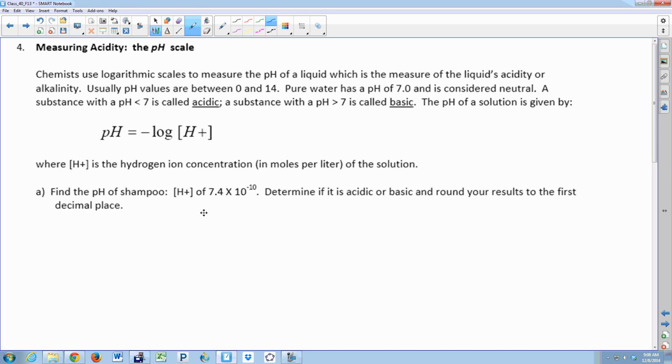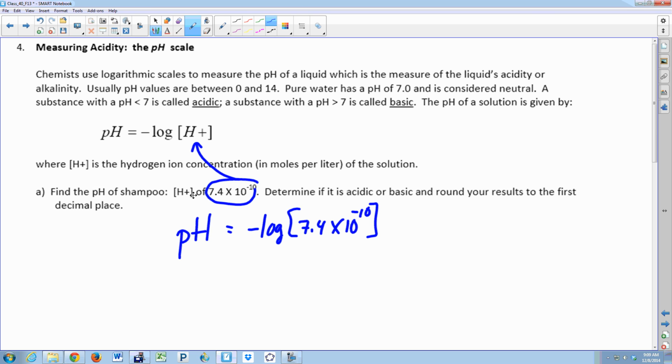Does anybody have a sense of whether shampoo is basic or acidic? Some people say acid. Anybody else? Basic? Okay, well, let's see. Let's find the pH of shampoo. So all you do is you substitute this number for the hydrogen ion concentration. So let's do that. That's just a calculator exercise.